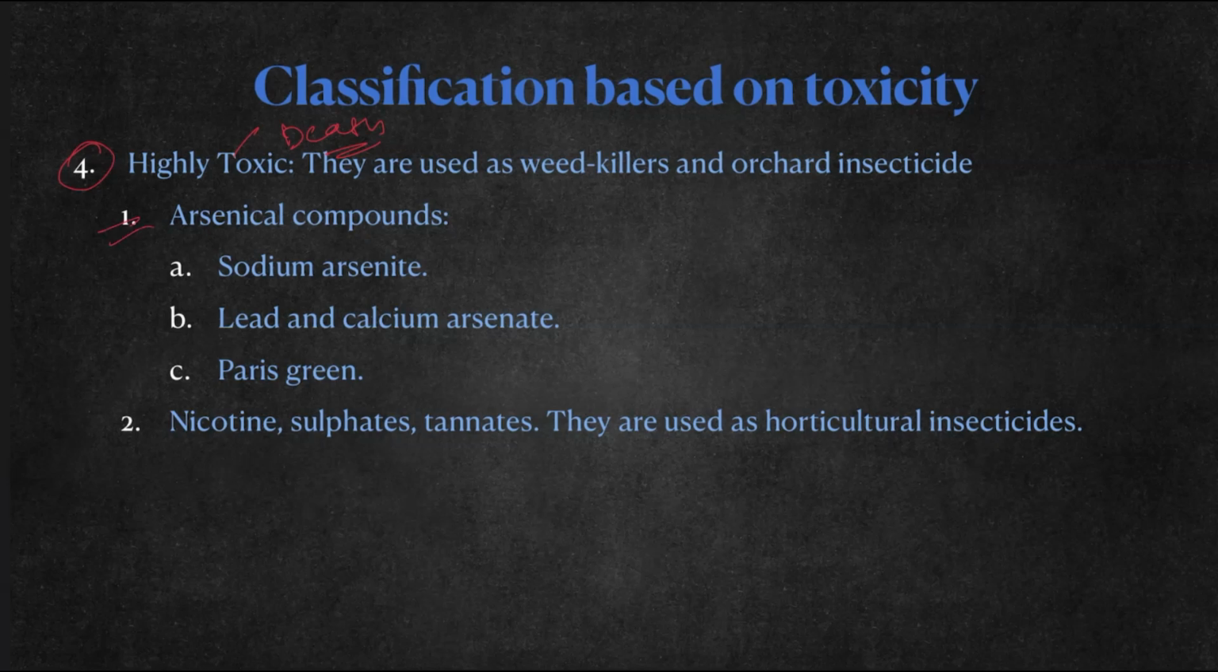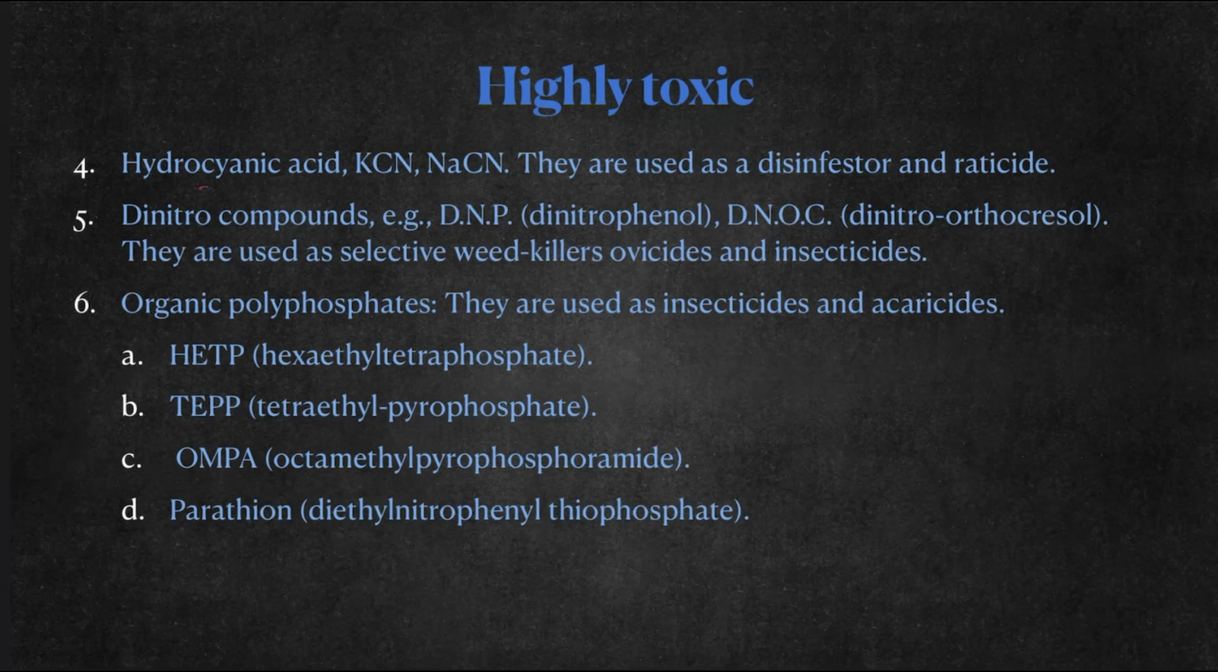First in this group are arsenic compounds like sodium arsenate, lead and calcium arsenate, Paris green, nicotine sulfate and tannins, used as horticultural insecticides. Then there is hydrocyanic acid, potassium cyanide, sodium cyanide, and dinitro compounds, which include dinitrophenol and dinitro-ortho-cresol, which are used as weed killers, herbicides and insecticides. Then organophosphorus compounds.